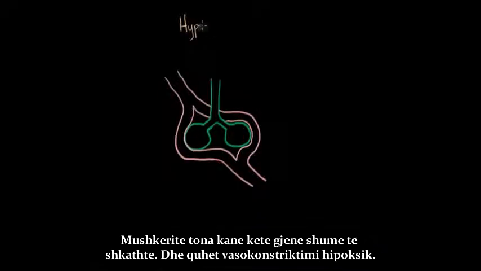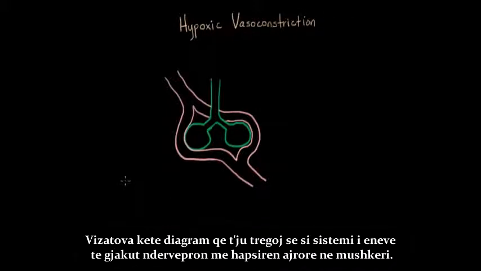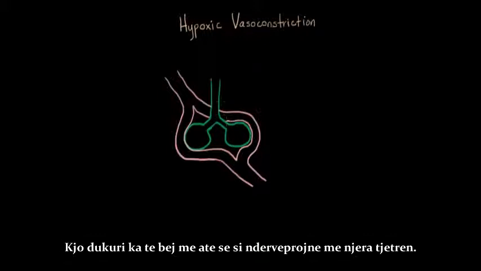Lungs have this neat little trick. It's called hypoxic vasoconstriction, but it's basically a way of describing how the lungs behave to maximize their function. I've drawn you this little diagram here to show you how the blood vessel system interacts with the air spaces in the lungs. And this little phenomenon actually has to do with how they interact as well.